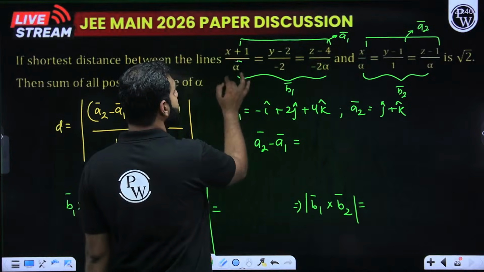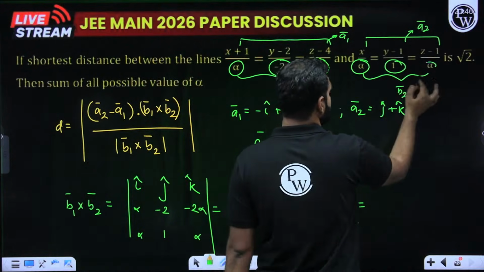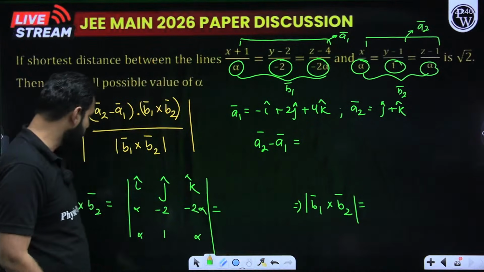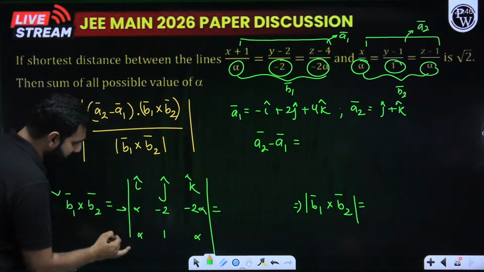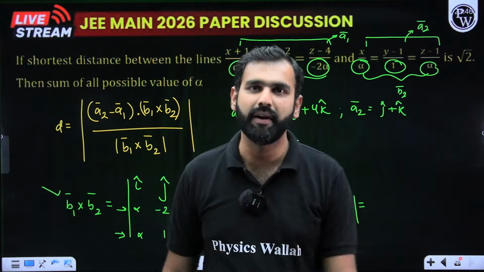So what is b1? The direction ratios here. That is vector b1. What is b2? The direction ratios here. So we have vector b1 and vector b2. With that, vector b1 here, vector b2 here, we can find out b1 cross b2. You can do that by expanding this determinant.